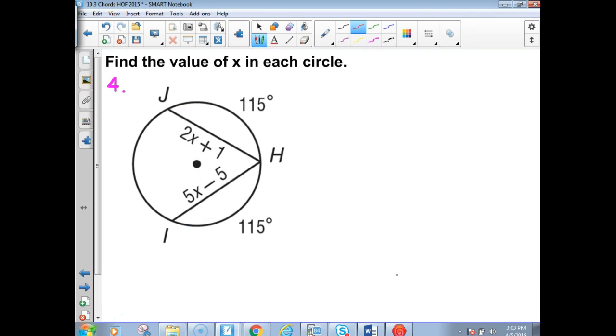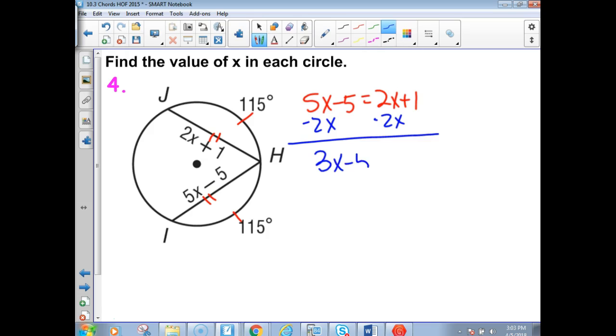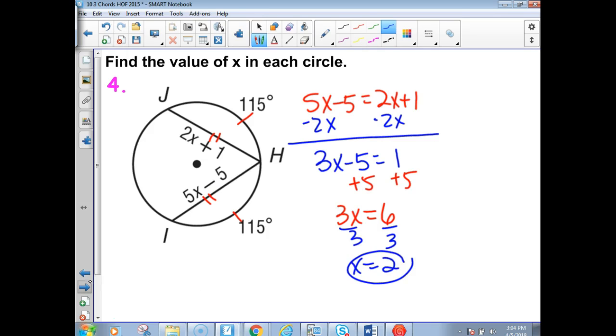Okay, number 4. Find the value of x again. Since the arcs are congruent, then the chords are congruent. So let's do 5x minus 5 is equal to 2x plus 1. Subtract 2 times x. 3 times x minus 5 equals 1. Add 5 to both sides. 3 times x is 6. Dividing both sides by 3, we get x is 2.